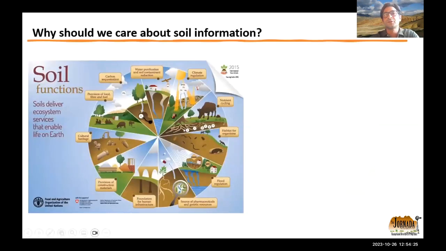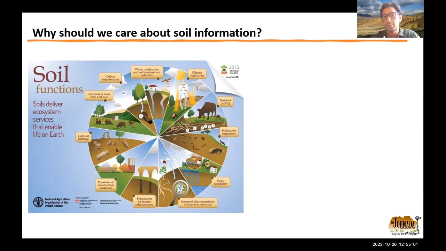So why should we care about soils? We know that soils provide a lot of functions that allow life on Earth. This figure here shows an array of functions that soils provide, including the provision of food, fiber, and fuel. So to grow plants, soil provides nutrients and of course holds water that plants can uptake. Soils also have a very large organic carbon pool that also regulates climate.